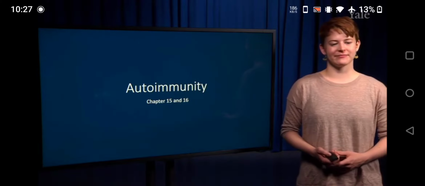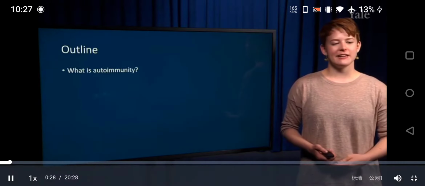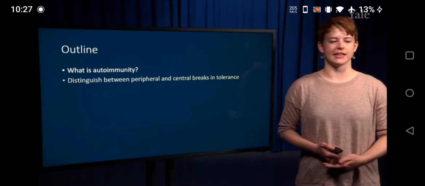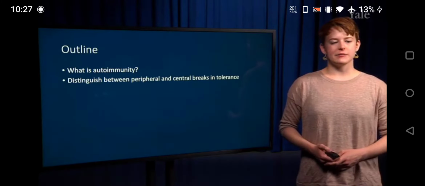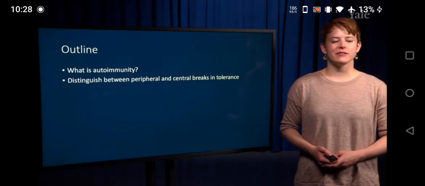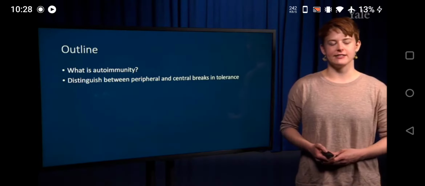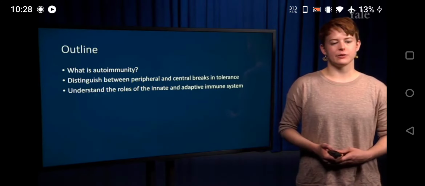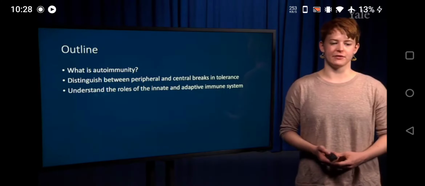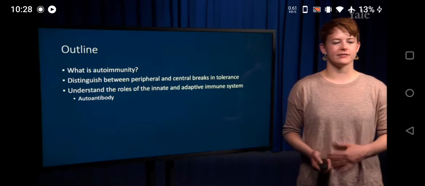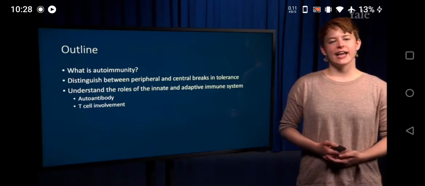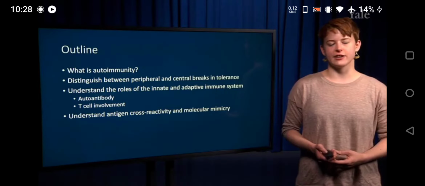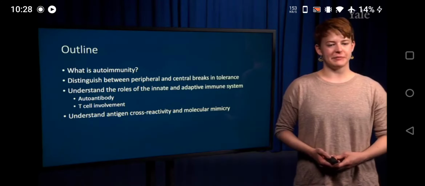So today we're going to start off just generally discussing what is autoimmunity. Then we'll be talking about distinguishing between peripheral and central breaks in tolerance. And we'll also learn the roles of both the innate and adaptive immune system, for example, autoantibody and T-cell involvement. Then we'll also talk about antigen cross-reactivity and molecular mimicry as mechanisms for autoimmune disease.